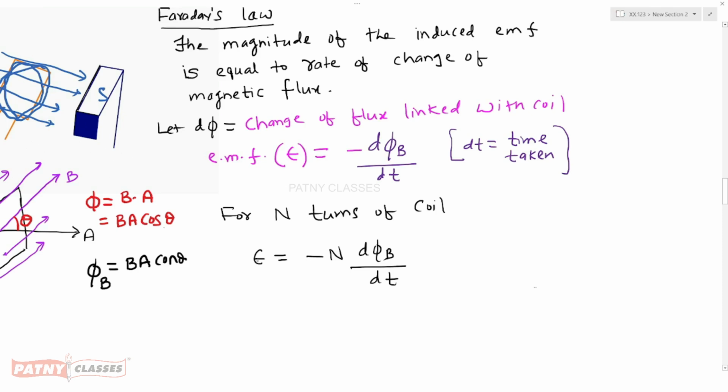We already have E equals minus N dΦB upon dt. Call it equation number 1. And ΦB equals BA cos theta. Call it equation number 2. Now let us go for E equals minus N and the derivative of BA cos theta with respect to t.